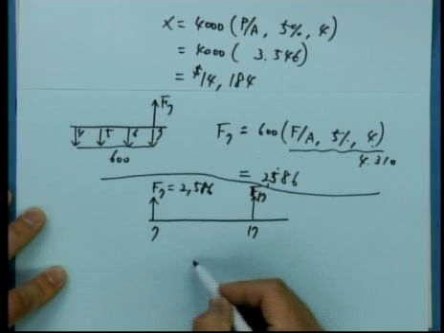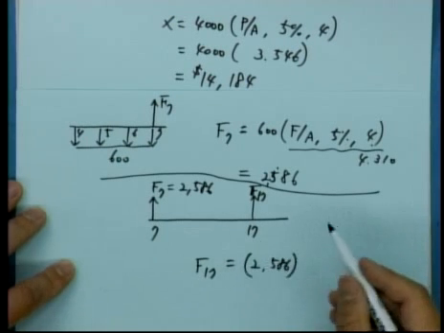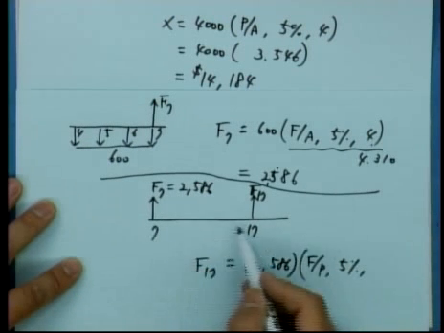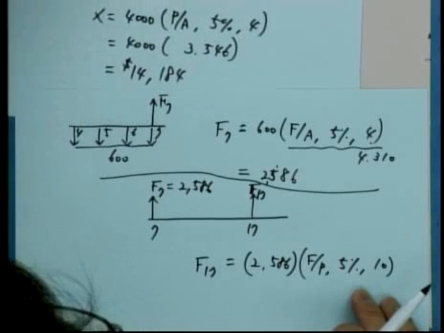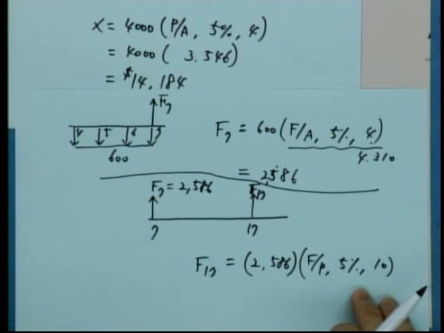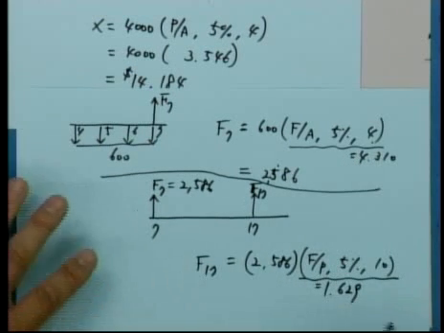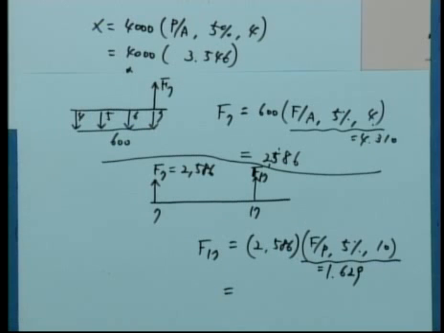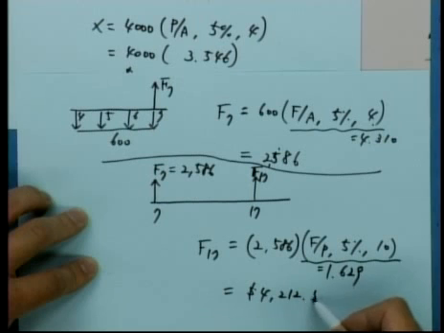So how do you get F17? That is going to be $2,586 times F given P, 5%, and how many periods? 17 minus 7 is 10, right? So what is this value? F given P over 10 periods, that is 1.629, okay, this is the 1.629. So F17 is going to be 4,212.59. Okay.